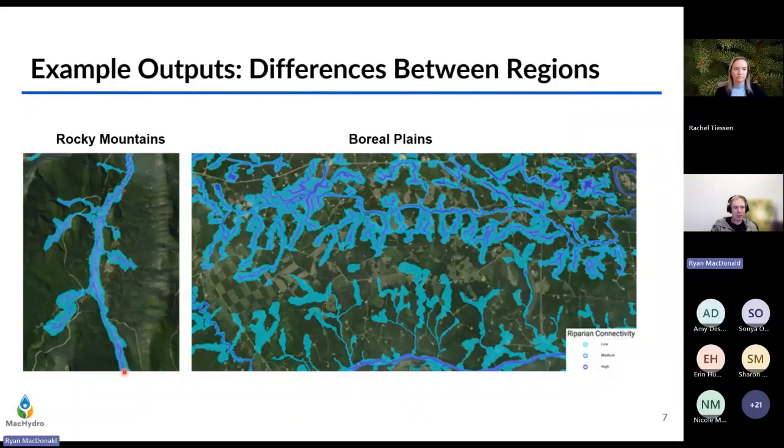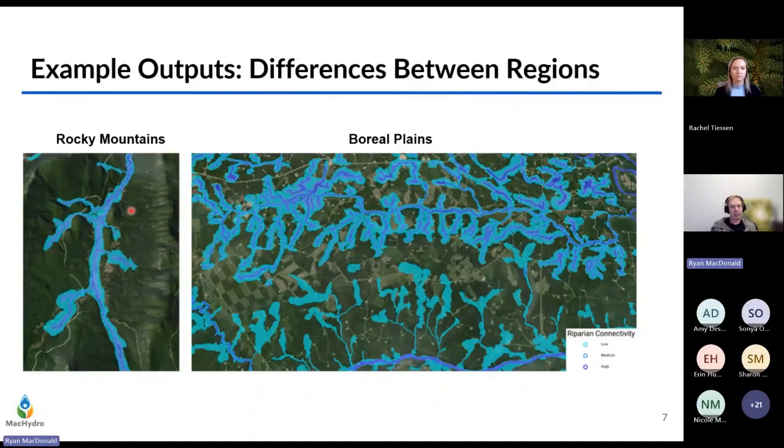So using all of that information, here are two different outputs. One, shown here on the left, is the Rocky Mountains, and the other one is the Boreal Plains. In the Rocky Mountain area, we can see that the really dark line across the middle is basically the stream channel. So that's really highly connected to the stream channel. The lighter blue line is what we're calling moderate connectivity. That's an area around the stream channel, but not directly within that bankfull width area. And then outside of that is our lower connectivity.